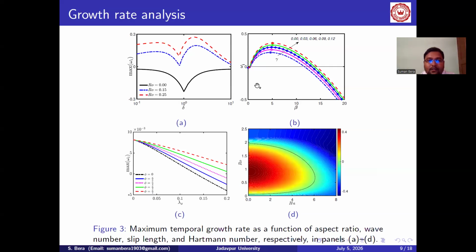From this figure, we can see that without rotation, there exists no unstable mode for either aspect ratio, whether it is 0.1 or 10. But with rotation, we have an unstable mode at aspect ratio 1, which is our main finding, and the growth rate increases with the effect of rotation and curvature, which is also increased with anisotropic wall slip, but it decays, that is, it stabilizes the flow, with Hartmann number and slip length.